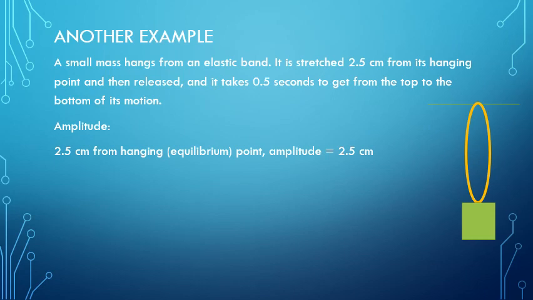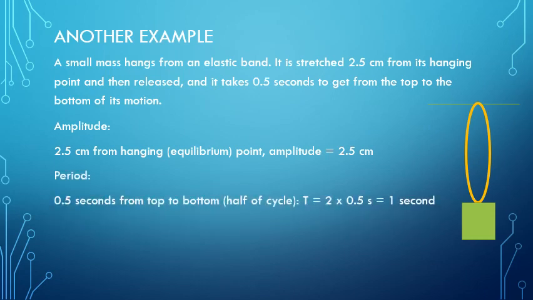This time they give us a time, the period. The time they give us is 0.5 seconds, but it's to get from the top of its motion to the bottom of its motion. Now last time they told us it was from the left to the right and back, but this time they tell us from the top to the bottom, but not back to the top. So that's not the whole cycle, that's only half of it. So 0.5 is half, then I have to double it. So twice 0.5 is going to give me 1 second for the total motion of it.